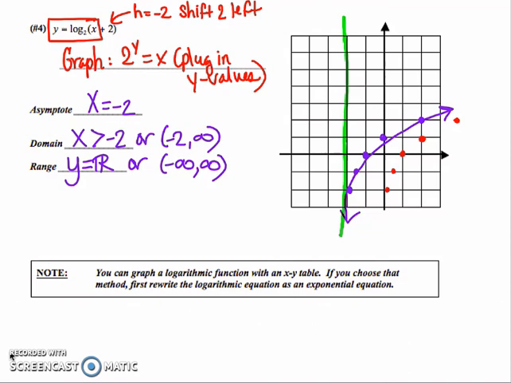So I just have this note down here at the bottom of the page, and I talked about this as we graphed. You can graph a logarithmic function with an XY table if you don't remember what the parent looks like, but if you choose that method, it's much easier to first rewrite the log equation as an exponential equation, and then choose your y values in your table, plug those in to get your x values. That is the easiest way to do it.